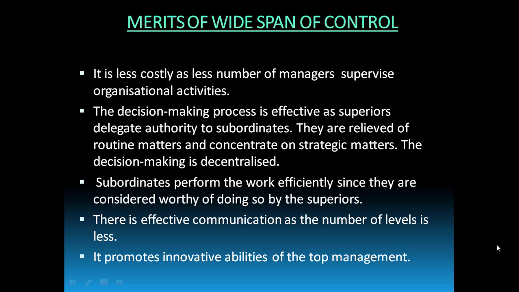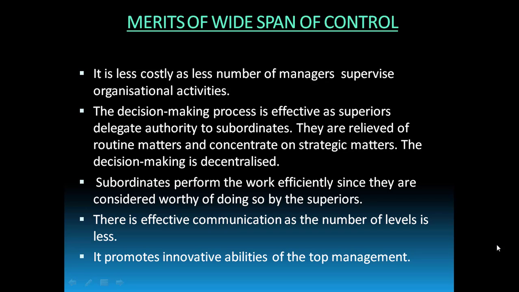Then second is the decision making process is effective as superiors delegate authority to subordinates. So here what the managers are doing, they are delegating the responsibility and authority to their subordinates so that the subordinates can take decisions. So the decision making is decentralized here. Decentralized means the decision making power is not concentrated with the superiors only, but the subordinates too have the power to take decisions. Right? So when the subordinates can take decisions, the managers are relieved from doing the routine work, right? And the managers can concentrate more on strategic matters, which we saw was not possible for the managers in narrow span of control.